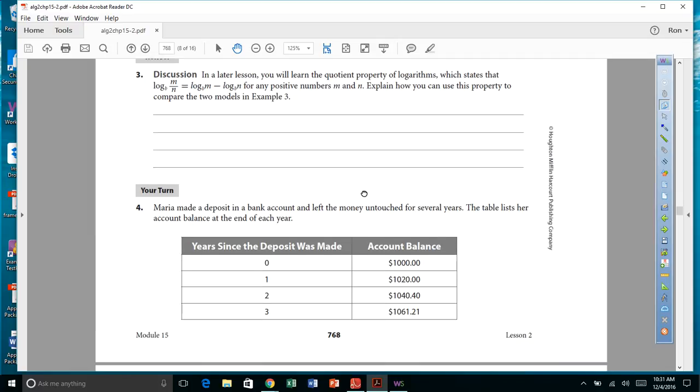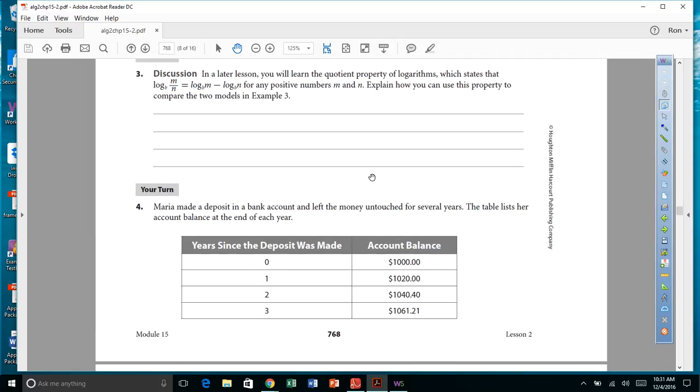Reflect. In a later session, you will learn the quotient property of logarithms, which states that log base b of m over n equals log base b of m minus log base b of n for any positive numbers m and n. Explain how you can use this property to compare the two models in example 3.